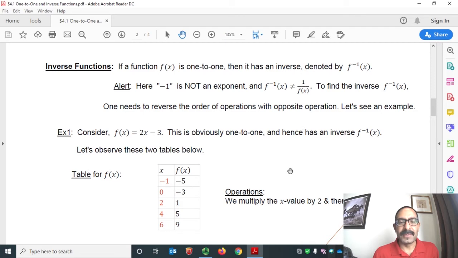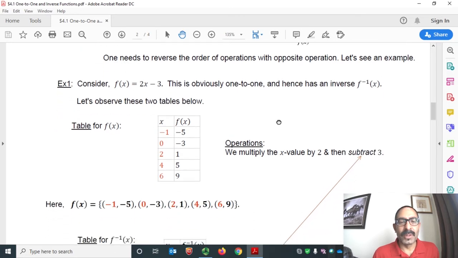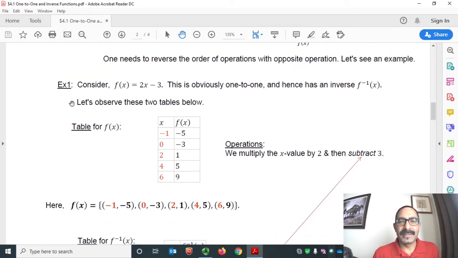Let's see an example. Example 1. Consider a function given by f(x) equals 2x minus 3. This is a linear function. This is obviously 1 to 1, and hence it has an inverse. Let's observe these two tables below.